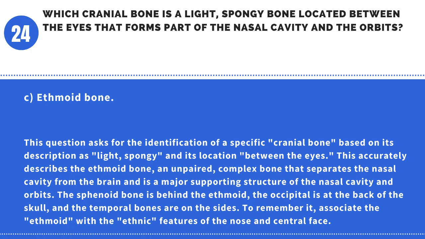The sphenoid bone is behind the ethmoid, the occipital is at the back of the skull, and the temporal bones are on the sides. To remember it, associate the ethmoid with the ethnic features of the nose and central face.